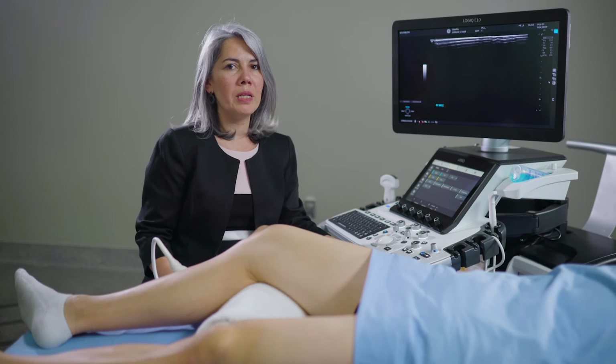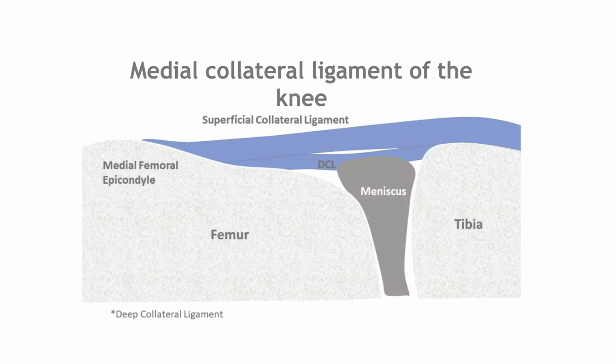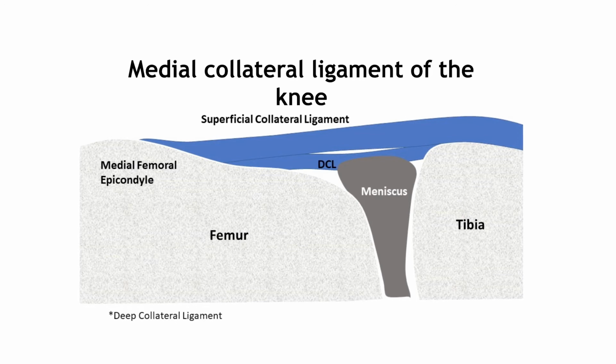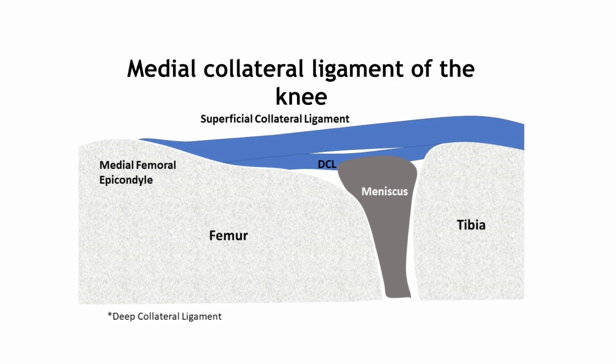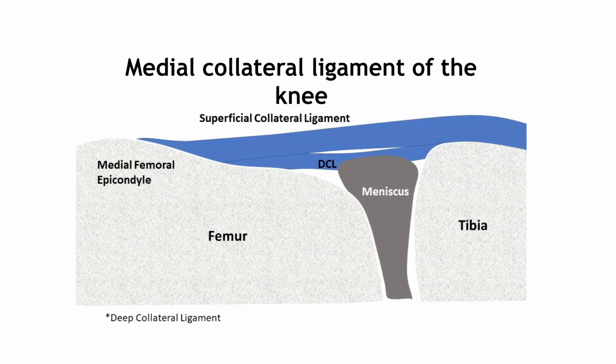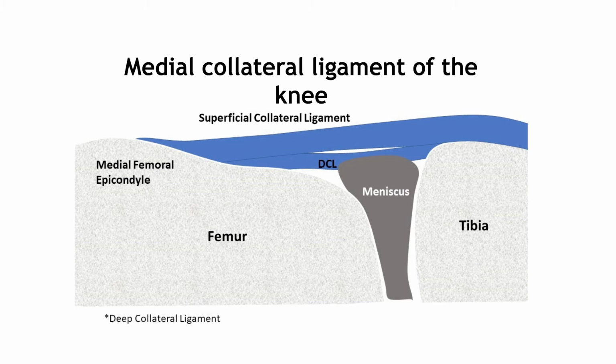Next, we're going to move to the medial collateral ligament. The medial collateral ligament lies in between the medial femoral epicondyle, starting around 5 cm above the joint, and inserts into the medial aspect of the tibia after running a long course. It has a superficial and a deep layer.